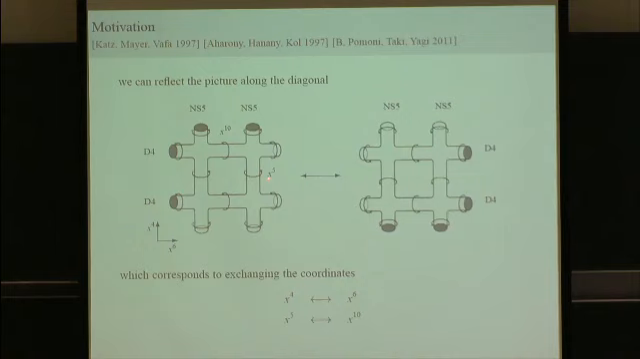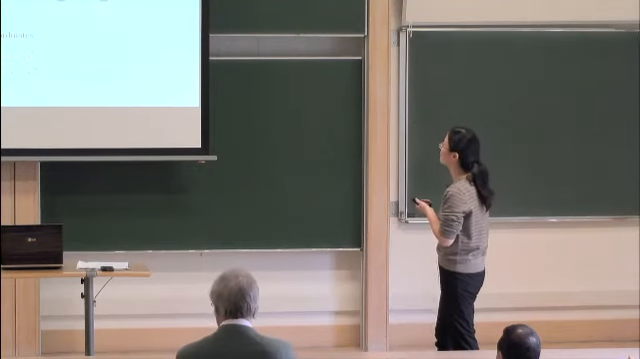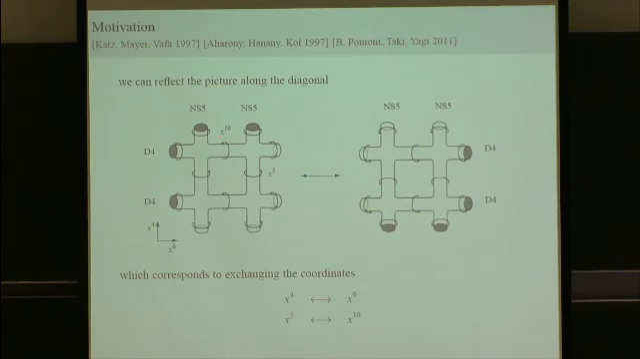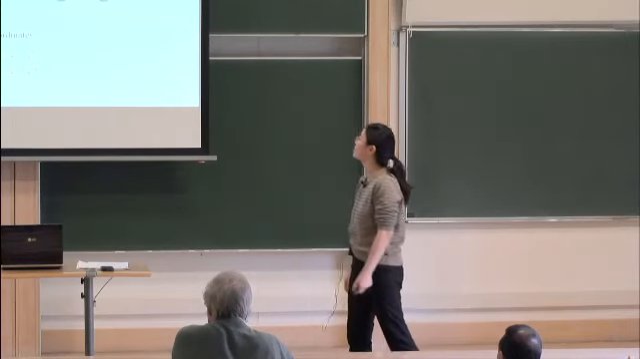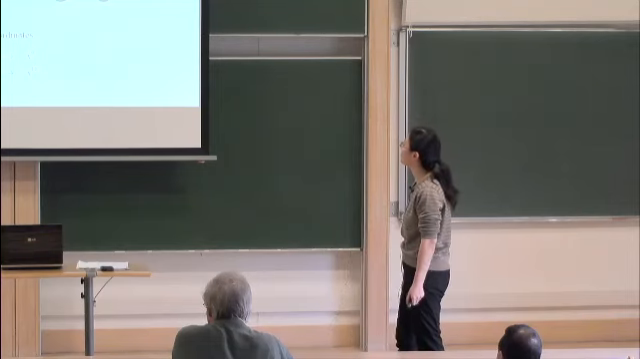So we can reflect the picture, for instance, along the diagonal, which means that I'm exchanging the X4 direction with X6, and also exchanging the cycles X10 with X5. This would swap what was called NS5 brane before and what was called D4 brane before. But from the M theory point of view, it's just one M5 brane, so there's really not much difference.